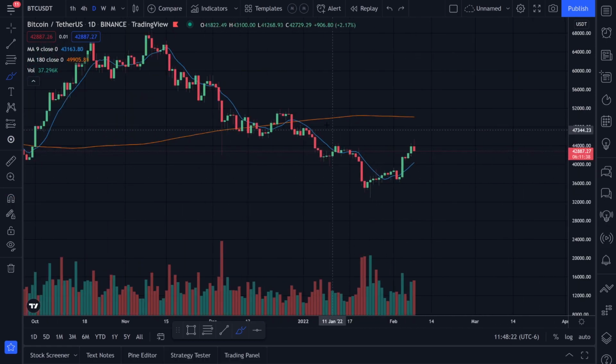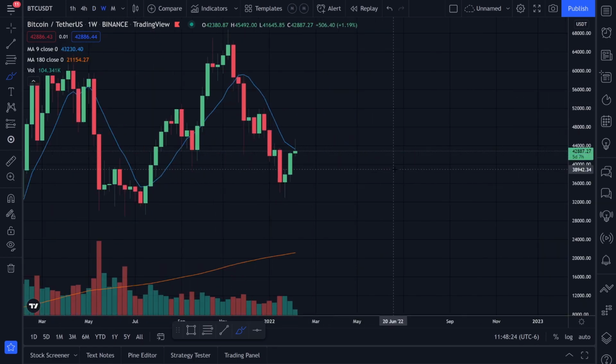So the next thing I'm kind of looking at is if we switch over to the weekly time frame, we are testing this weekly 9 moving average. We actually did pop above it, but we were only able to wick above it for now.